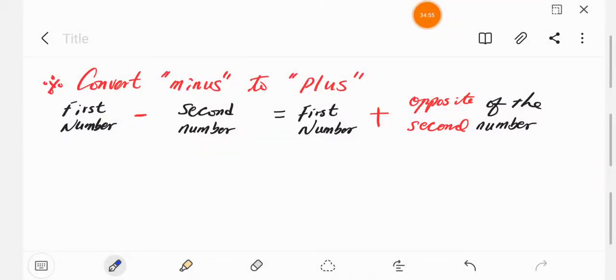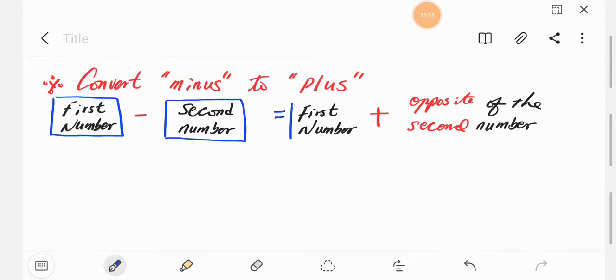Okay, now when you do a subtraction, always change the minus to plus. That is much easier. This is a really important concept. So you have the first number minus the second number. That will be equal to the first number unchanged, but change this minus to plus. Then the second number becomes the opposite of the second number.